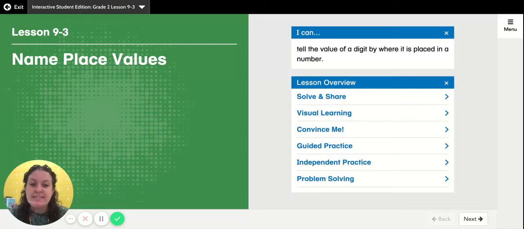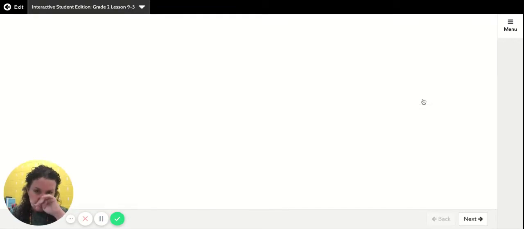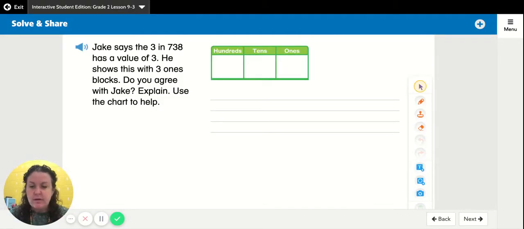We're going to learn about lesson 9.3, naming place values. And our goal for this lesson is to be able to tell the value of a digit based on where it is in the number. All right. Jake says that 3 in 738 has a value of 3. He shows this with 3 ones blocks. Do you agree with Jake? Explain and use the chart to help.